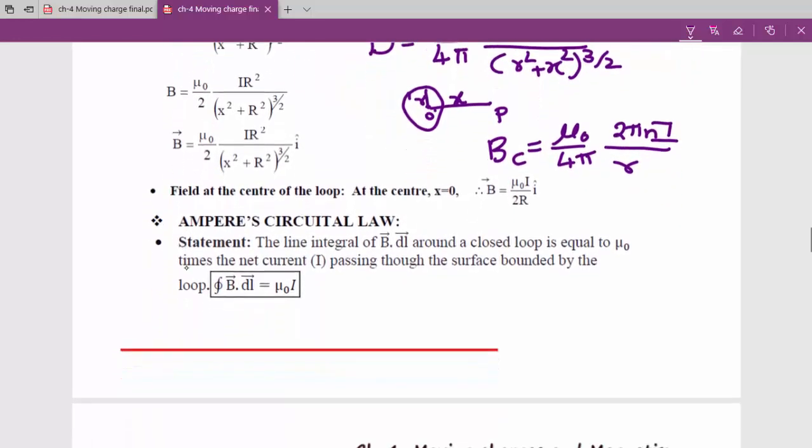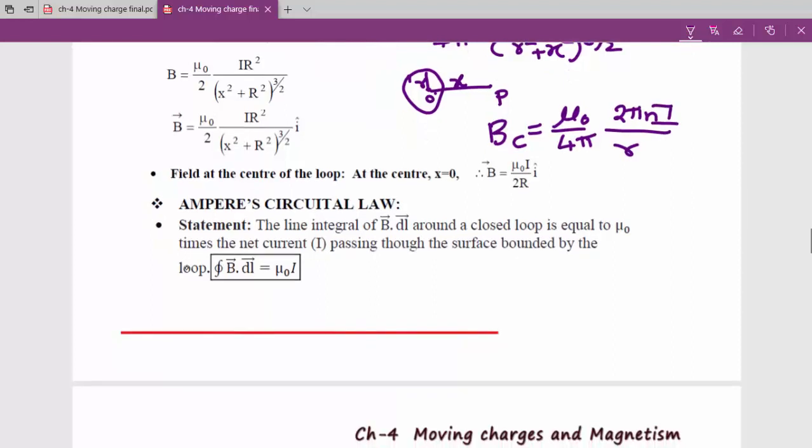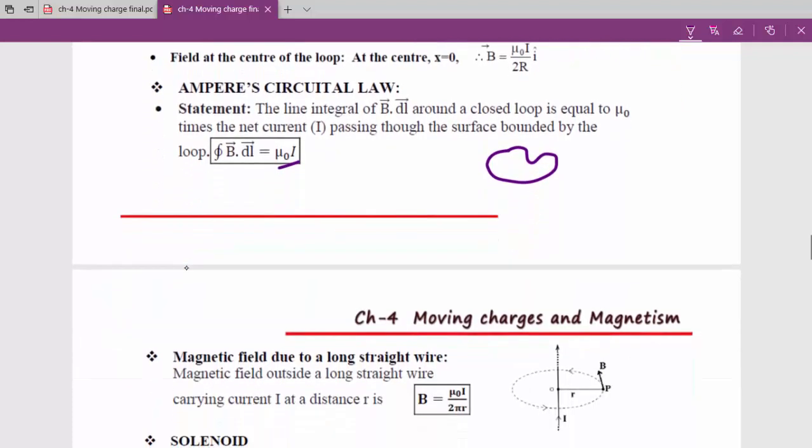Next, after this, we go for Ampere's circuit law. What is Ampere's circuit law? The statement is very simple. The line integral of B dot dl, the line integral of the magnetic field around a closed loop of any shape, is equal to mu naught times the current enclosed by the loop. This is Ampere's circuit law statement.